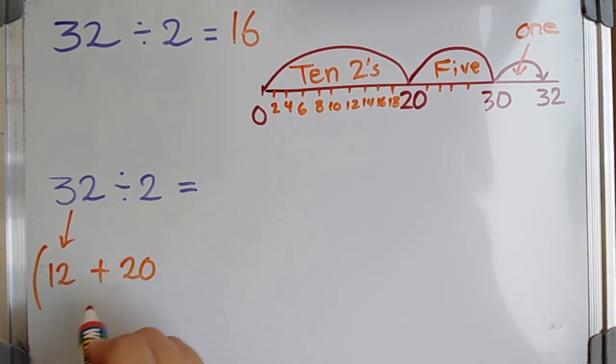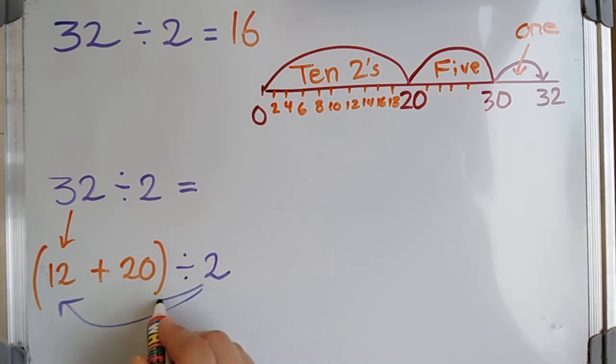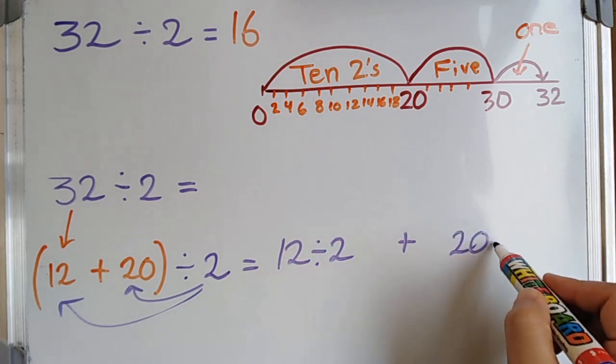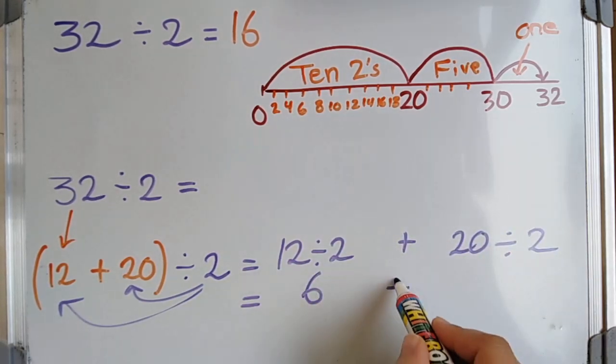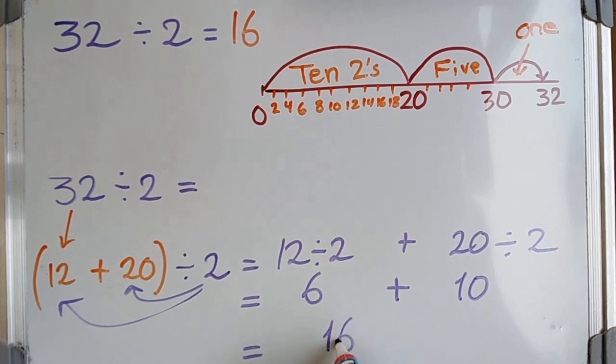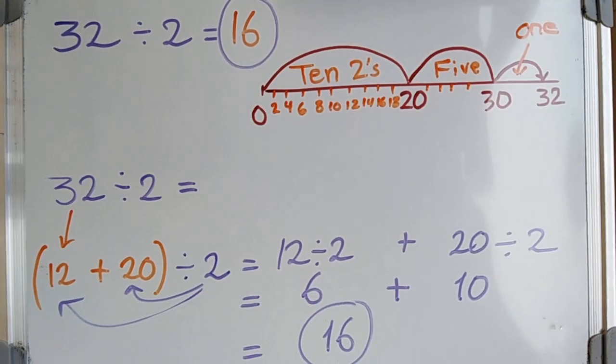Since I was originally dividing by 2, I'm going to divide these two multiples by 2. 12 divided by 2 and 20 divided by 2. 12 divided by 2 is equal to 6 and 20 divided by 2 is equal to 10. And 6 plus 10 is equal to 16. There you go. We got the same answers for both strategies.